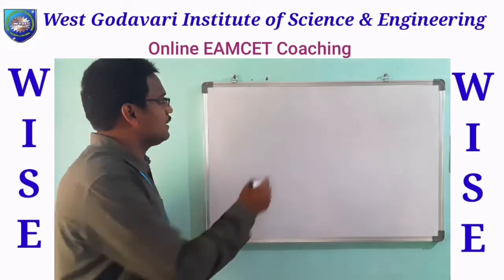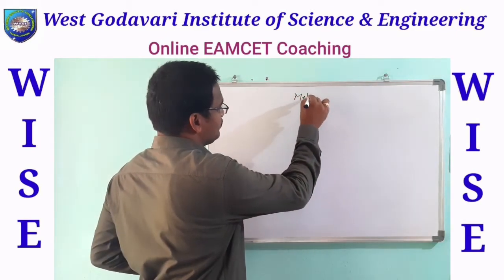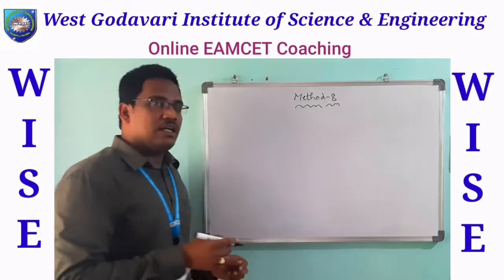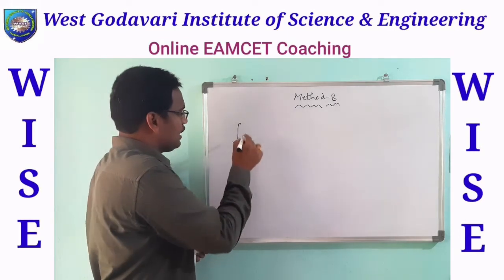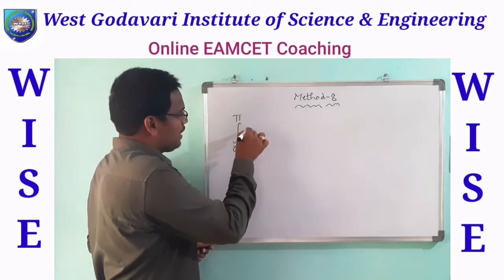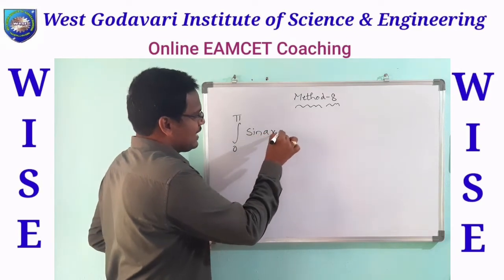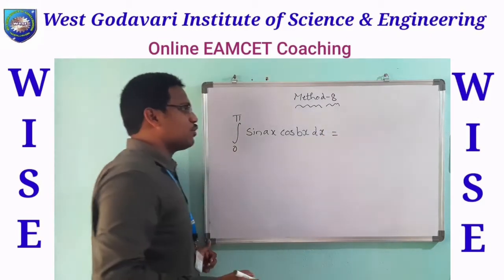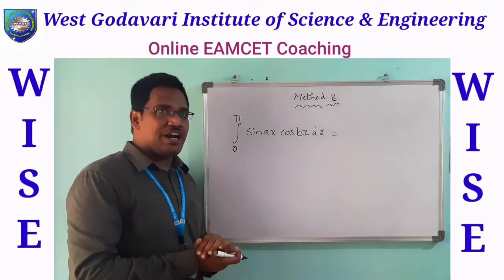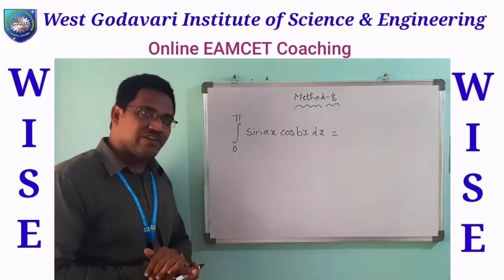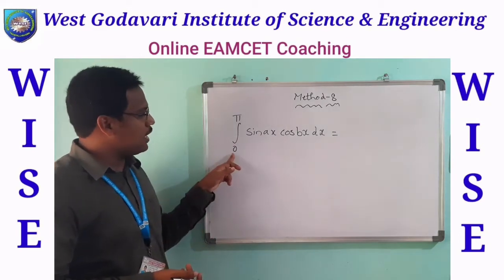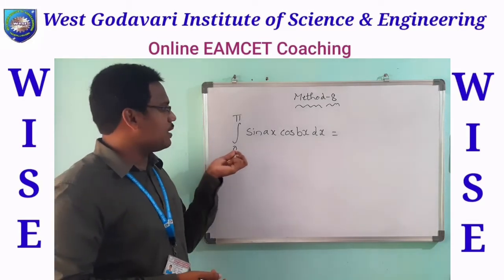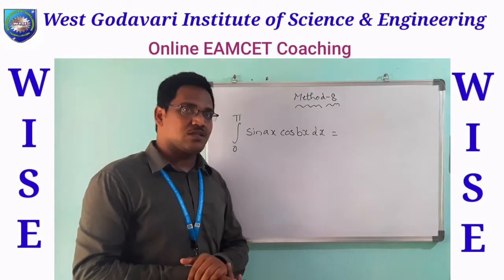Now see the another method, that is method 8. In this method, suppose the integral 0 to pi sin ax cos bx dx is equal to... Here this integration is called definite integration because the integration has limits. Here 0 is the lower limit, pi is the upper limit. So whenever the integration is in the form integral 0 to pi sin ax cos bx dx.